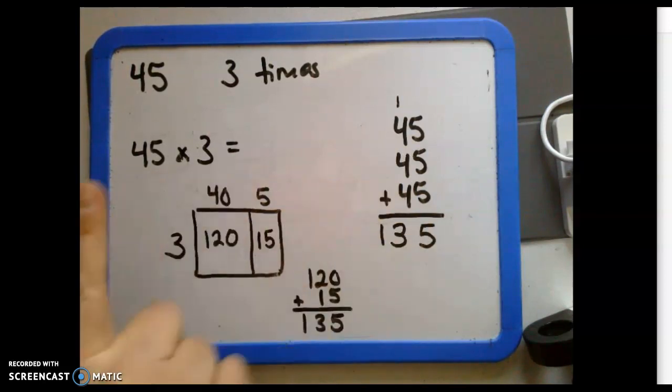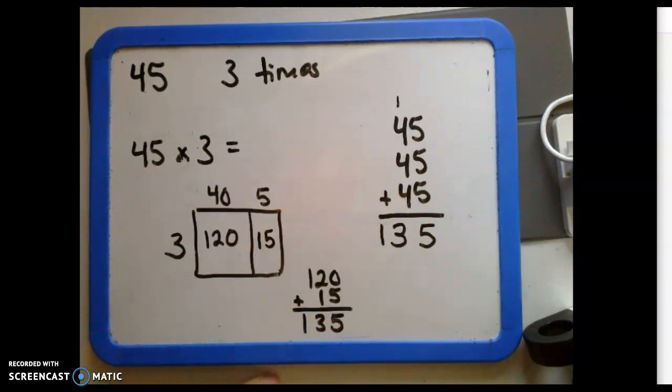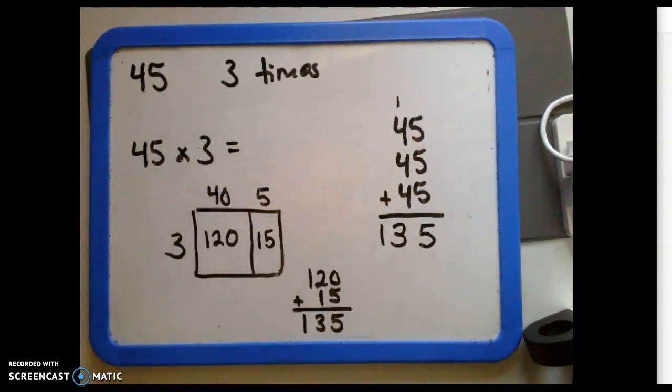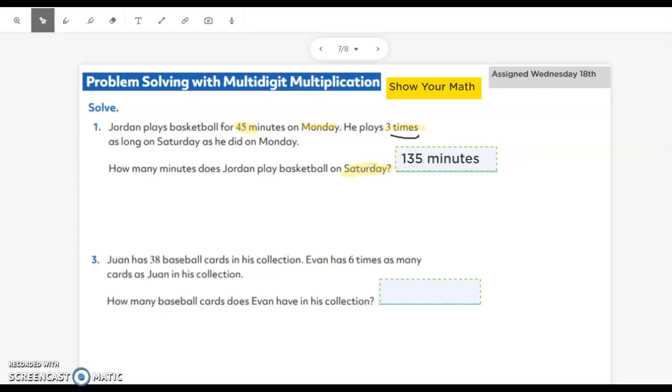You can show me how you solved. Okay, you could show me the area model. You could show me a standard algorithm or repeated addition. Okay, so use question number 1 to help you solve for your next question, number 3.